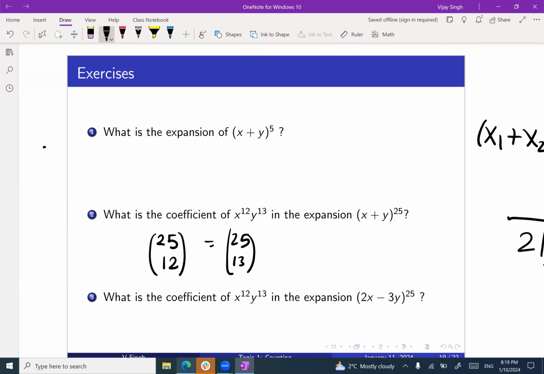Question here. What is the coefficient in this expansion? What is the coefficient of x squared y to the power 20? If I expand this, what is the coefficient of x squared y to the power 20? Here, in this one. Anyone?